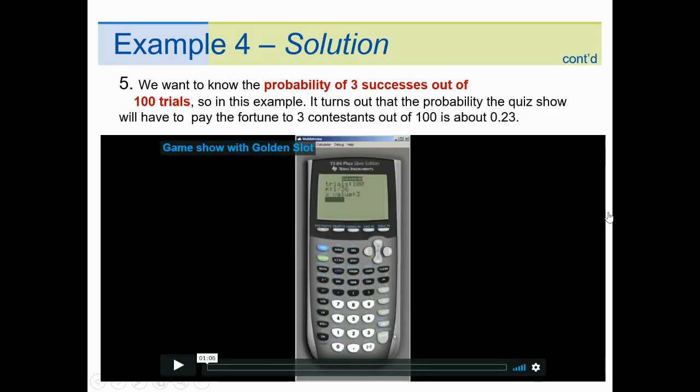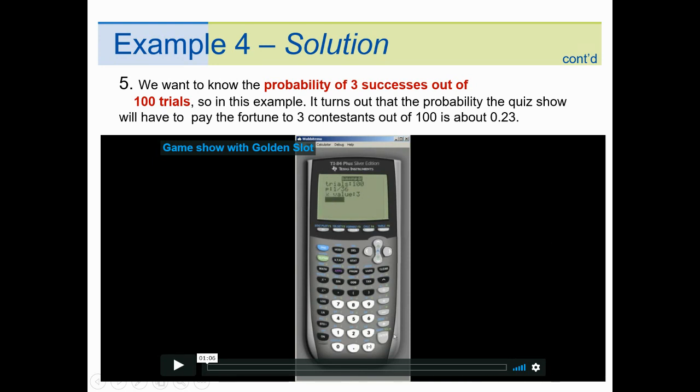And here's another one. This is the one I opened up with, that Wheel of Fortune. What's the probability that the game show will have to pay it out to exactly 3 contestants? Here again, the video. You know the answer is 0.23. This is the video that shows you how that is done. Here it is. N is 100. Probability of a success, landing in the gold, is 1 chance in 36. You're looking for 3 successes. That's your r, as your calculator calls it, the x value.